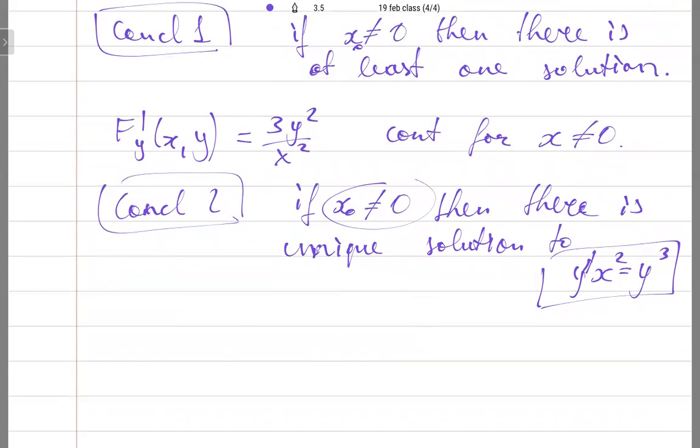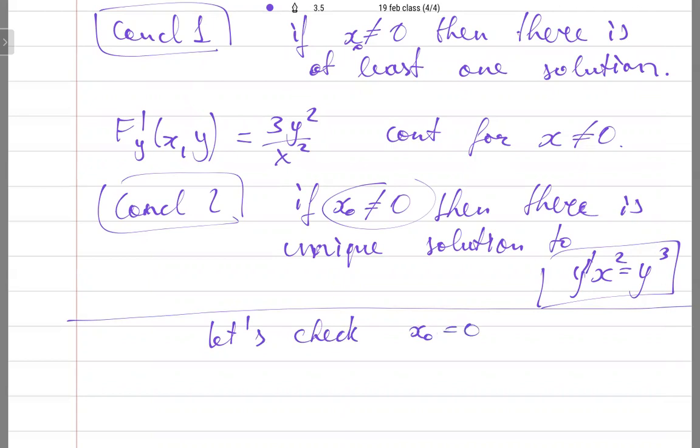Now, the most difficult part is to consider the case of x0 equal to 0 as a special case. The theorem says, oh, the function is discontinuous, so anything may happen. Maybe there is one solution, maybe there are no solutions, maybe there are infinitely many solutions. I don't know. So we need to check the special case x0 equal to 0 separately. Okay, let's check x0 equal to 0 apart.